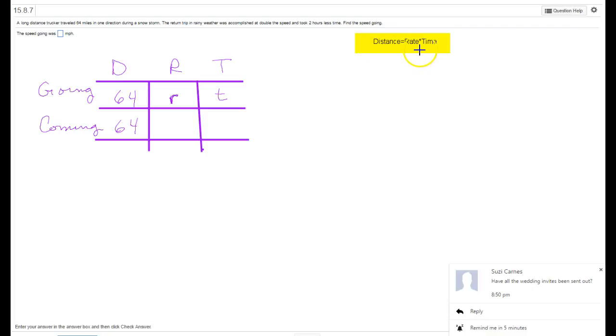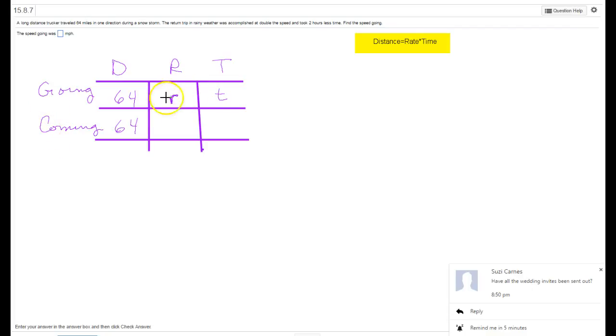it. Distance equals rate times time. What I like to do is create a table to organize my information in. Distance, rate, and time are my column headers, and the two situations, the trucker going and the trucker coming back, are the situations for my rows.